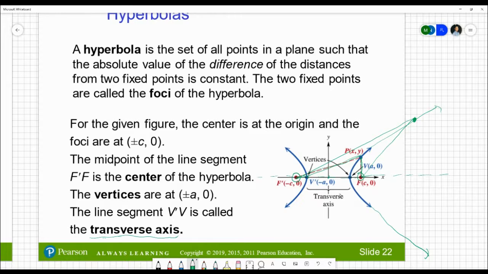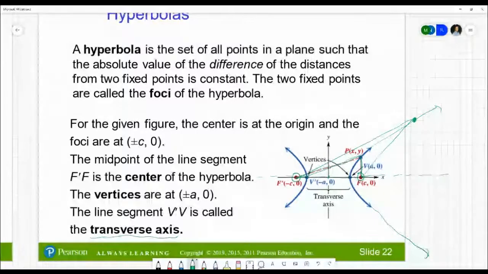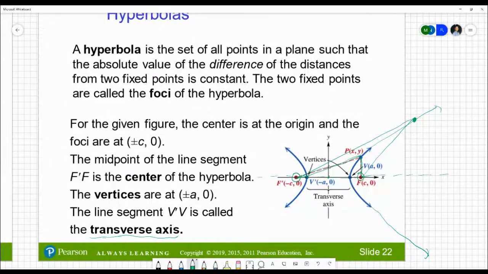Are V prime and V the vertices, the tips of the hyperbola? Yeah, it's just like a parabola. You have a vertex, but here vertices because you have two.